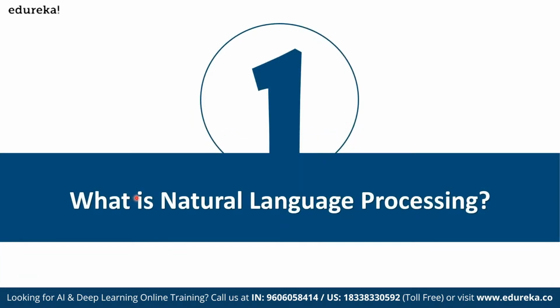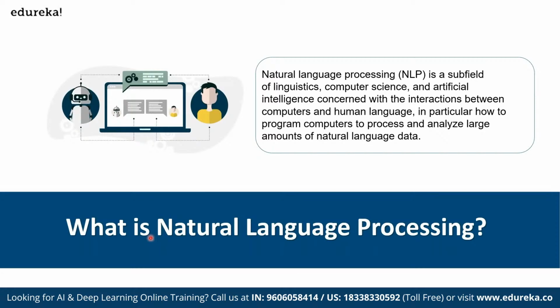So what is natural language processing? Let us come to the topic of discussion today. Let's try to understand that. Natural language processing is a subfield of linguistics, computer science, and artificial intelligence, concerned with the interaction between computers and human language. In particular, how to program computers to process and analyze large amounts of natural language data. As I just explained in my illustration, how do you teach a machine to understand what you are speaking or what you are feeling.